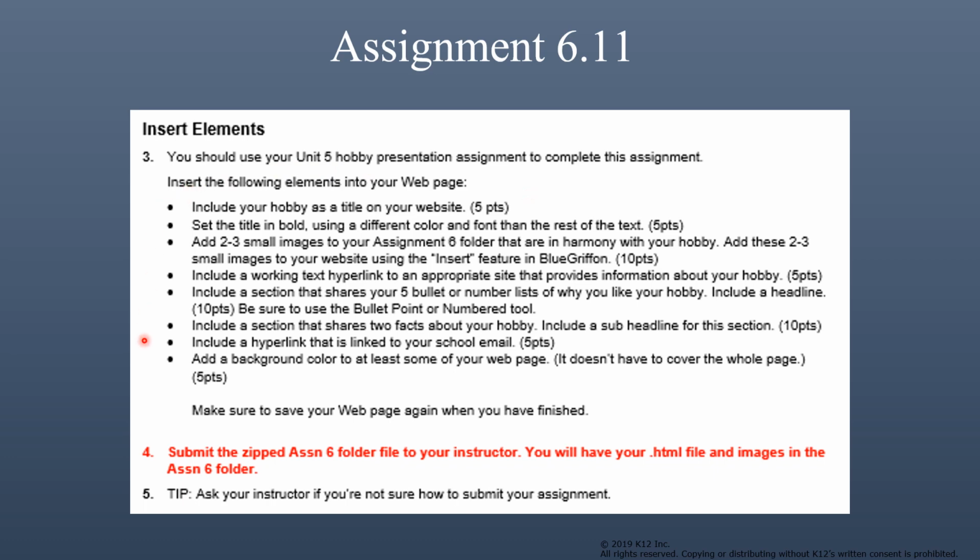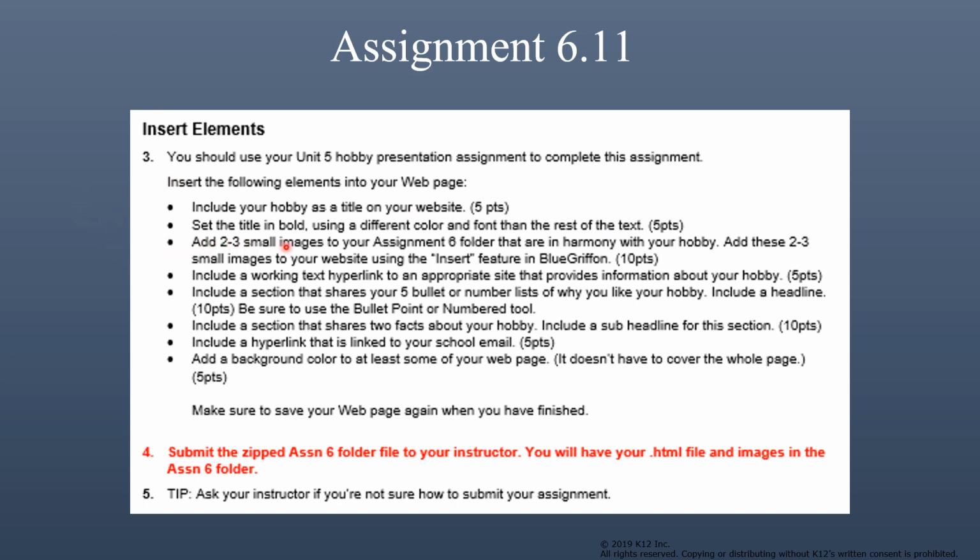Okay, here's what you need to include, all these bullet points. First bullet point, include your hobby title. So if it's surfing, make a title that says surfing. Second bullet point, this title should be in bold. Use the bold function, and in a different color other than the rest of the text.